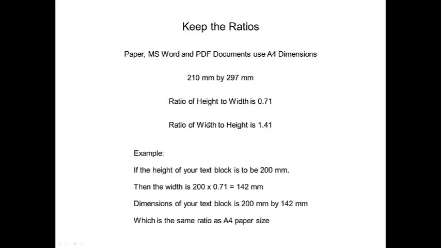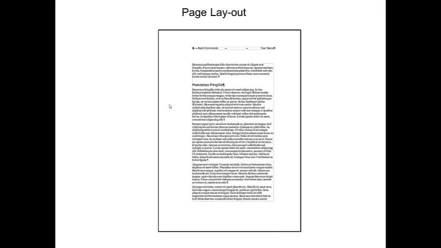So for example, if the height of your text block is to be 200 millimeters, then of course the width is going to be 200 times 0.71, which is 142 millimeters. And now we have a block of text that is 142 millimeters by 200 millimeters, which is approximately the same ratio as the A4 paper size. What does that mean for our margins?